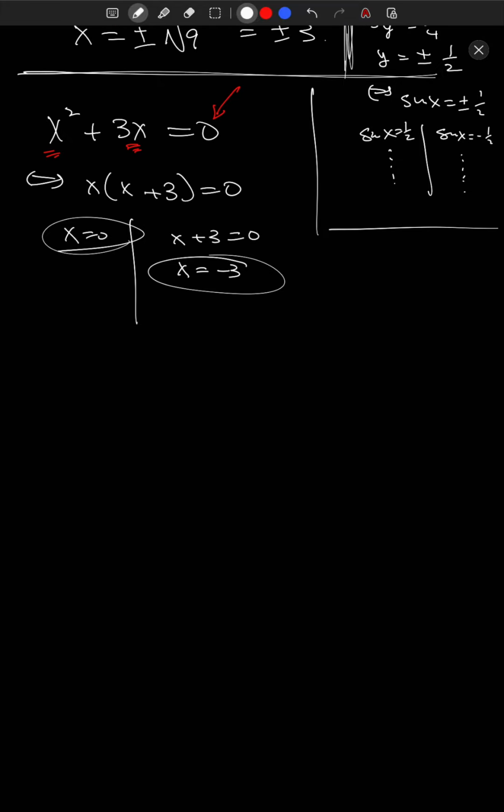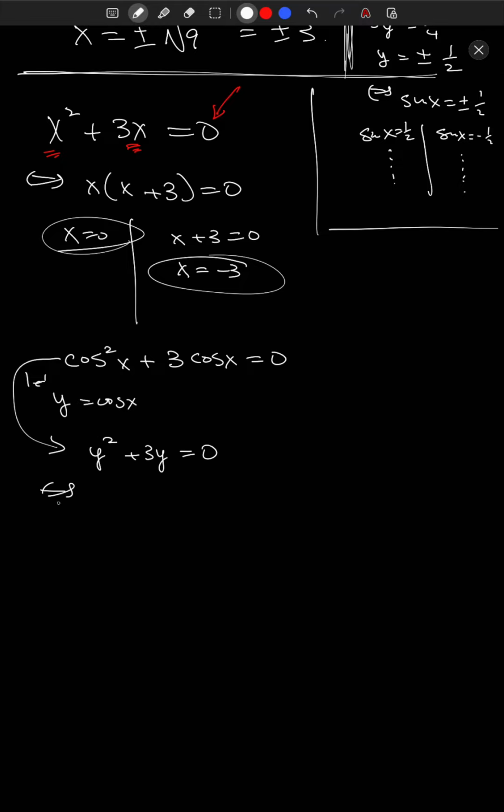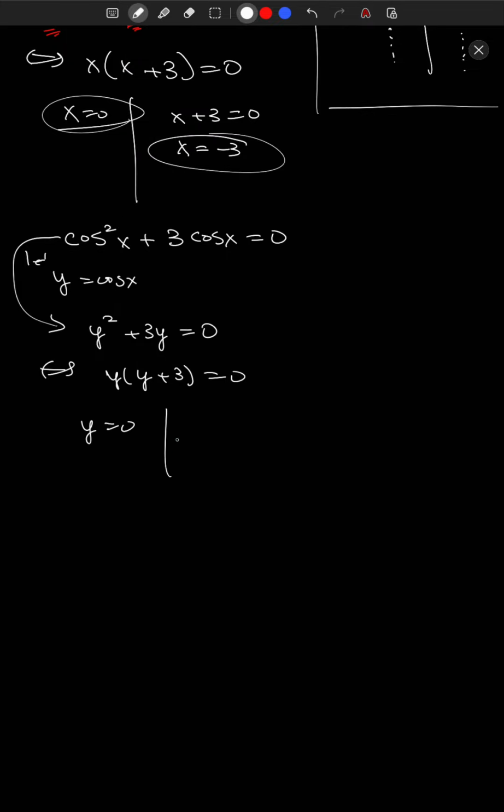Maybe a problem in terms of sines and cosines. Maybe I have cos squared x plus 3 cos x equals 0. Then you let y equal cos x. Then this problem becomes y squared plus 3y equals 0, just like above, which becomes y times y plus 3 equals 0, which means y equals 0, y equals minus 3. Y is cosine, so this is cosine x equals 0 on the left, and cosine x equals minus 3 on the right.